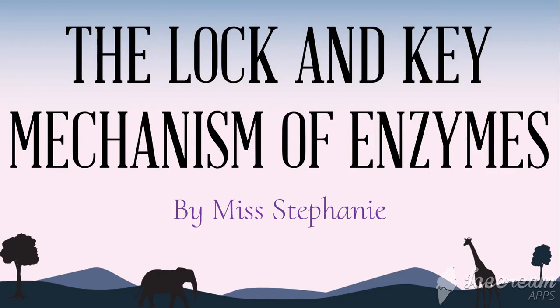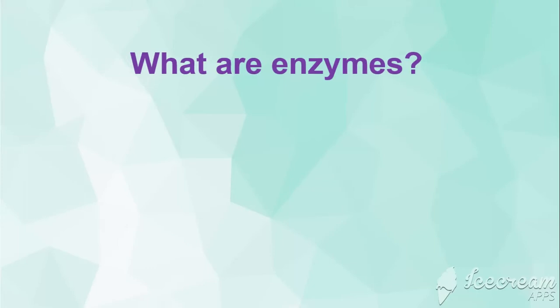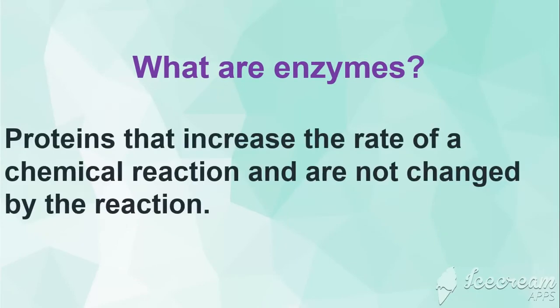In today's lesson, we are going to be focusing on the lock and key mechanism of enzymes. First of all, let's take a look at what enzymes are. Enzymes are defined as proteins that increase the rate of a chemical reaction and are not changed by the reaction. Enzymes ensure that the rates of metabolic reactions are great enough to sustain life. Without enzymes, the reactions would take place very slowly or not at all.